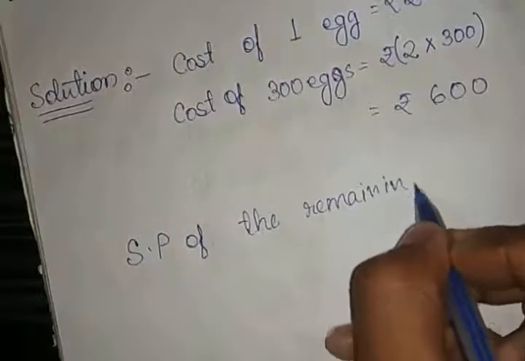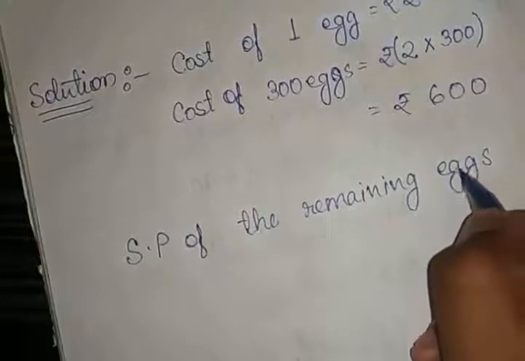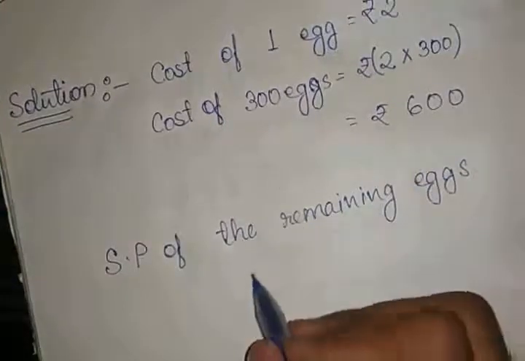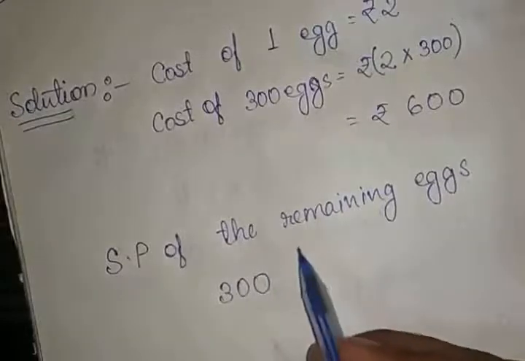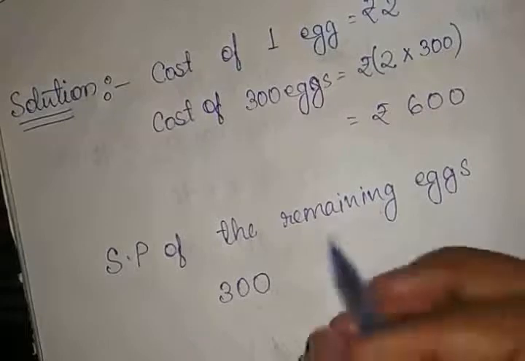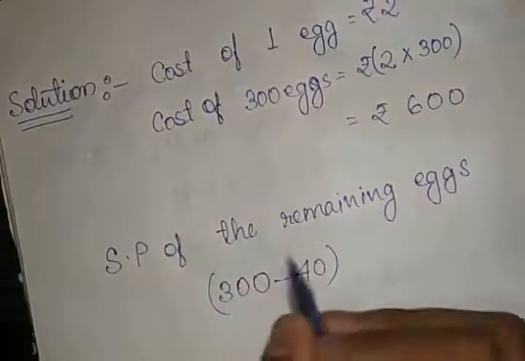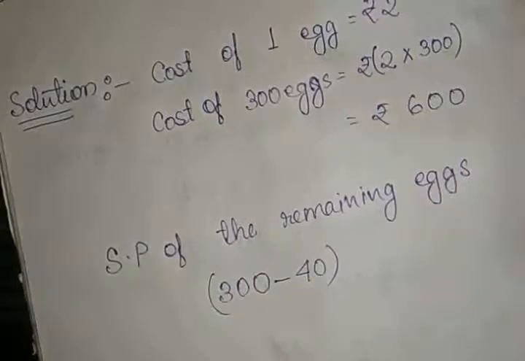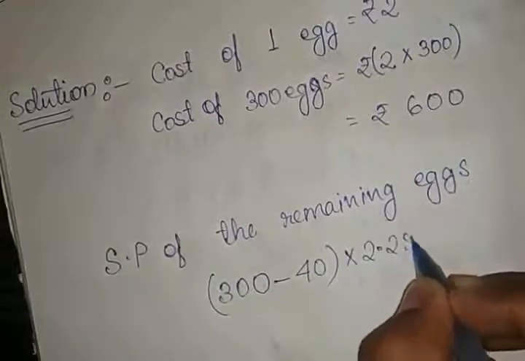Selling price of the remaining eggs. At the initial stage, how many eggs were bought? 300 eggs were bought. How many eggs were broken from them? 40 eggs were broken. Then 300 minus 40, and these eggs were sold at the rate of rupees 2.25 each.